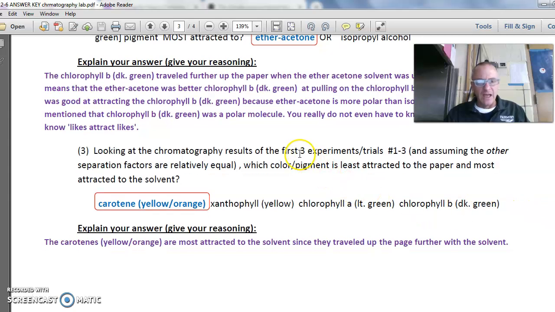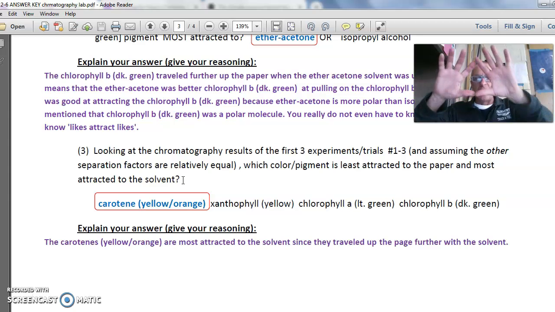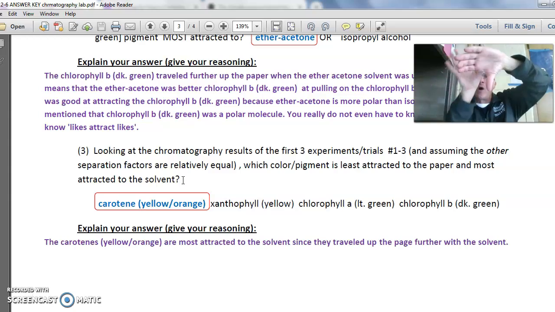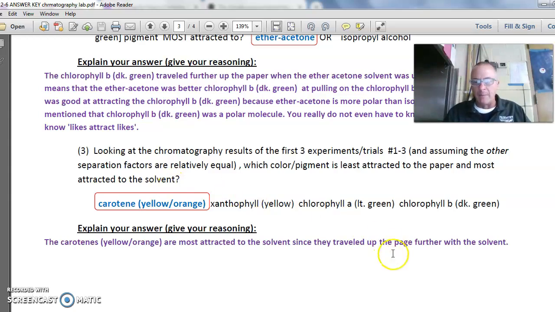Question number 3, looking at the results of the first 3 experiments and assuming the other separation factors. Remember, there were 6 factors that they mentioned in that video. Which color or pigment is least attracted to the paper and most attracted to the solvent? Well, the one that's most attracted to the solvent will go up the paper the greatest distance. If it's more attracted to the paper than the solvent, then the paper will hold it. It won't get up very far. If it's more attracted to the solvent, or the mobile phase, it will go mobile up the paper.